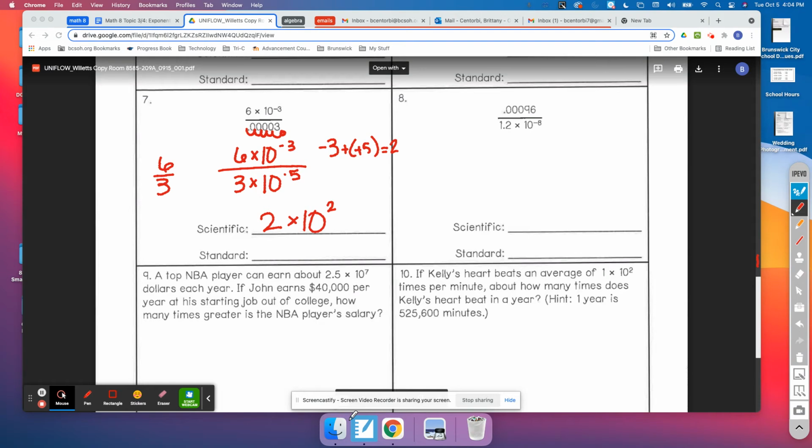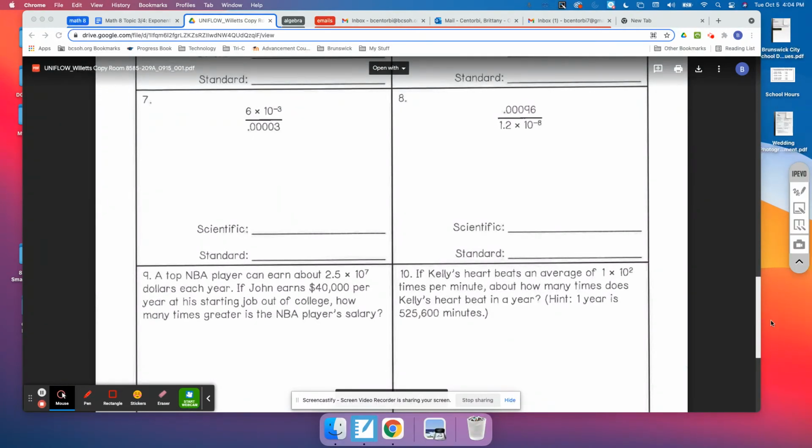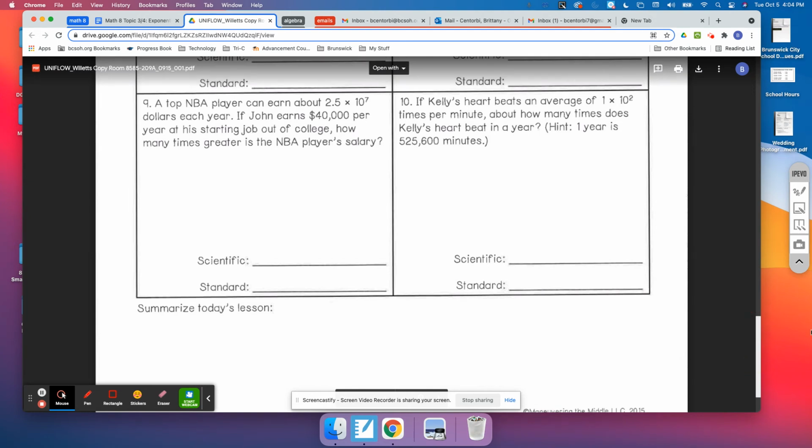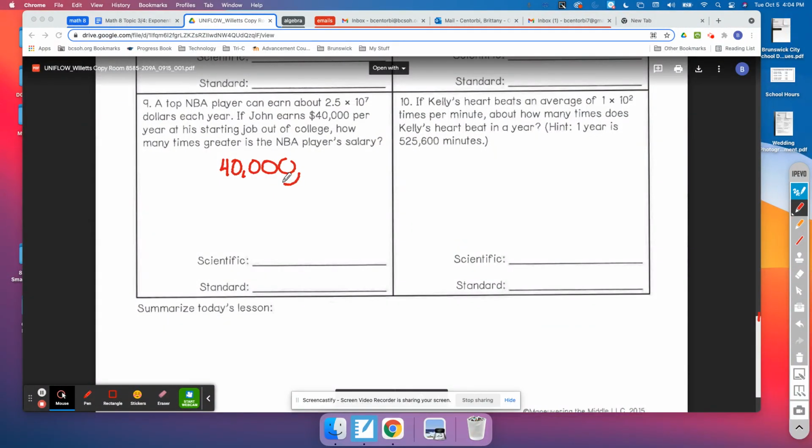All right, our last problem here, number 9. It says a top NBA player can earn 2.5 times 10 to the seventh dollars each year. If John earns $40,000 per year at his starting job, how many times greater is the NBA salary? So we first want to convert this. We've got 40,000. We're going to convert that to scientific notation. So 1, 2, 3, 4. So we get 4 times 10 to the fourth.